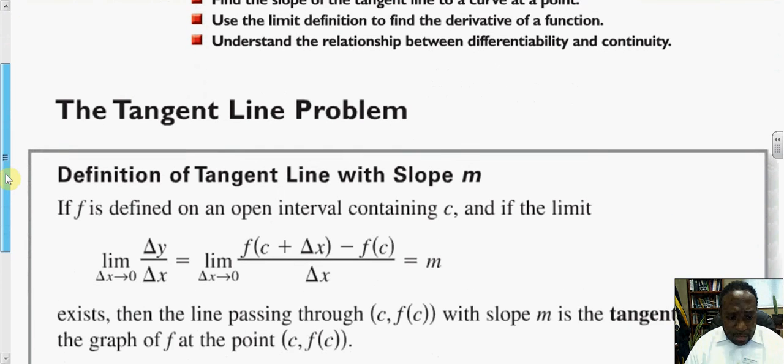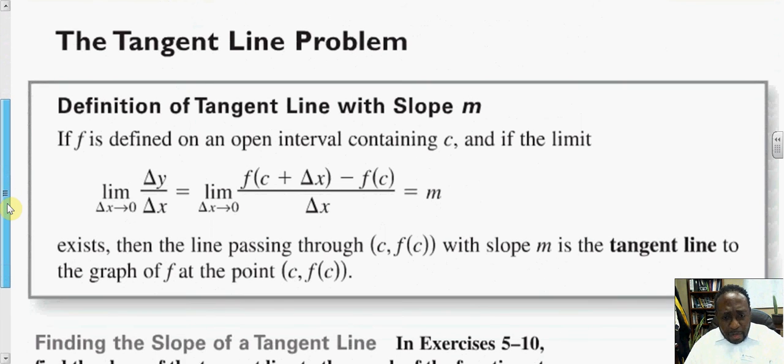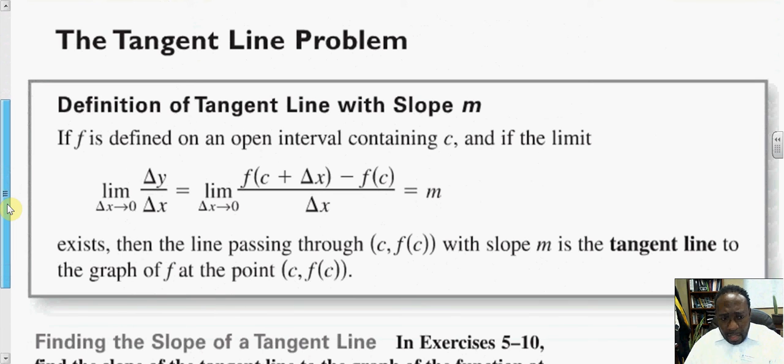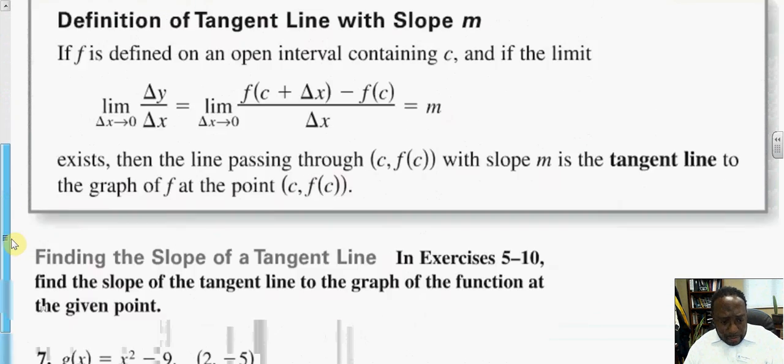So the definition of the tangent line with slope m is said to be: if f is defined on an open interval containing c, and if the limit of the difference quotient, the difference of y with respect to the difference of x, as the difference of x, the measure of the x values, is said to diminish or get very small, then this slope of the secant becomes the slope of the tangent. Thus, we call this the derivative.